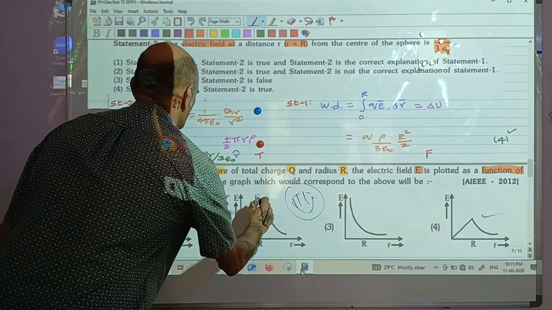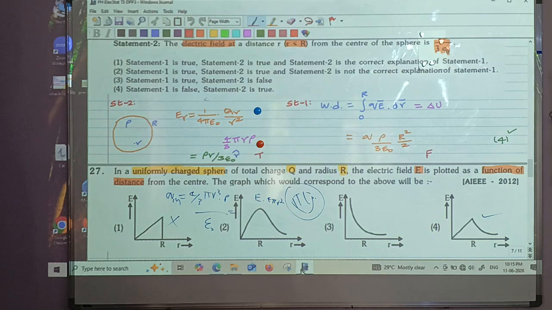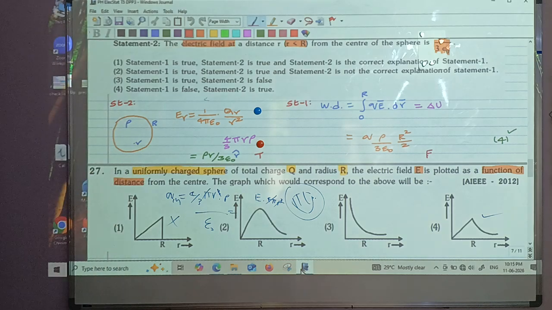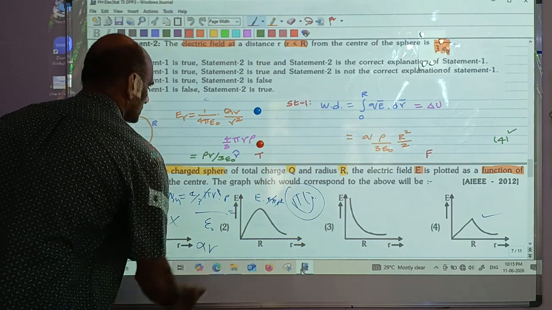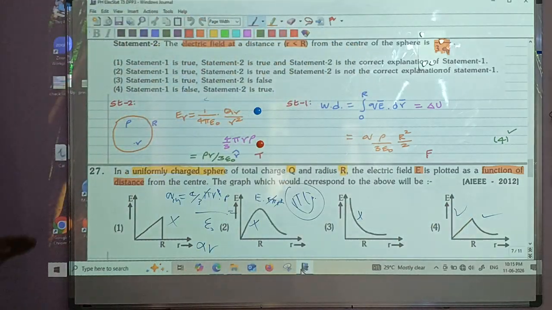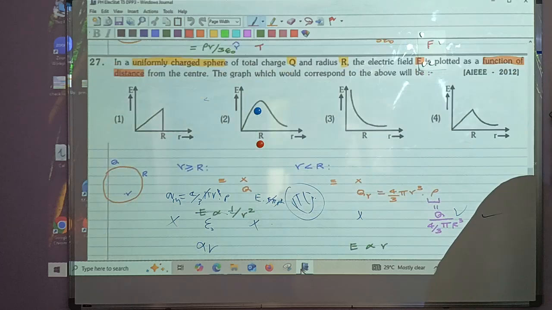This by epsilon naught equals E dot ds, which is E into the area, which is 4 pi r square. E is uniform, spherical symmetry. So 4 pi will go, r square will become r. So 4 by 3 r rho, the inside curve. So inside it is proportional to r, after that it's 1 by r square, because rho is uniform. Rho is not a function of r. So option 4.